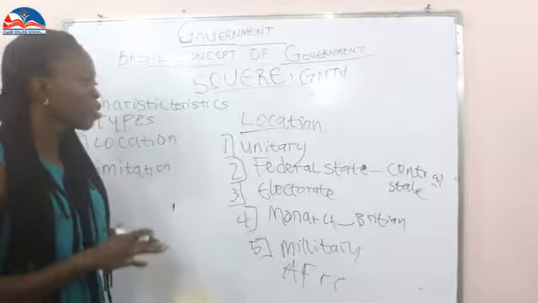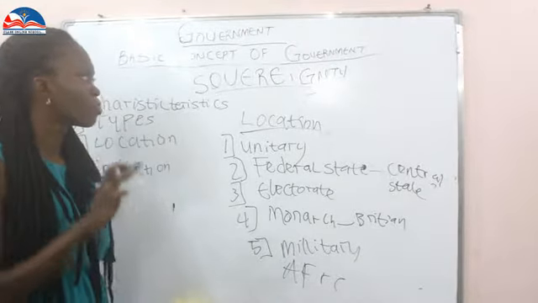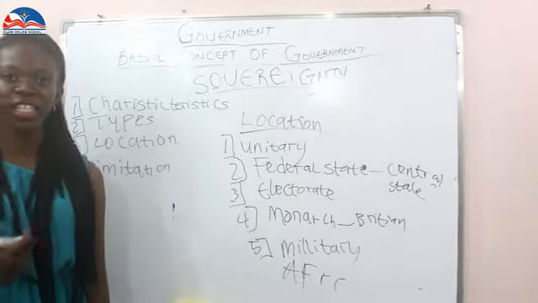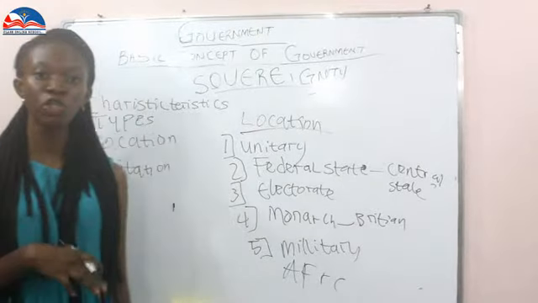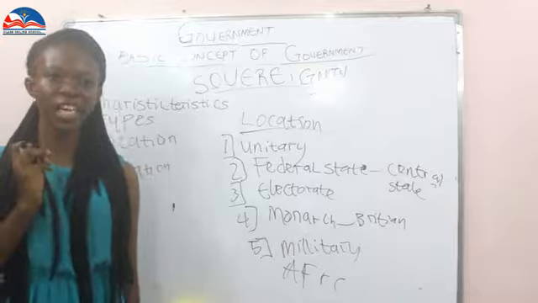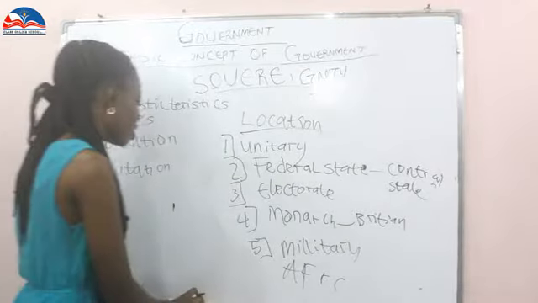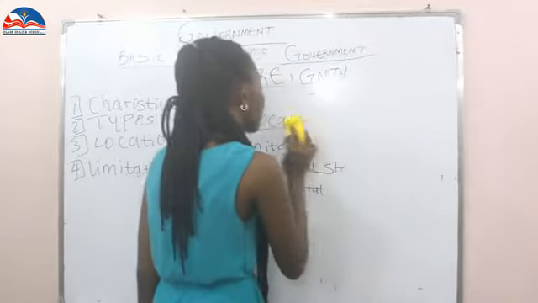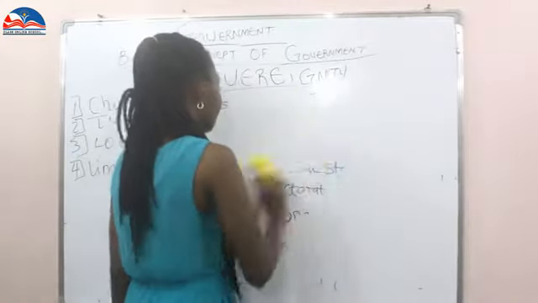So now we've seen the location of sovereignty. Now we're going to move to limitation. What are the things that limit sovereignty? What prevents it from being perfect? What prevents it from working efficiently? That's what we want to see. We have a number of them, so as we list, we are going to explain.